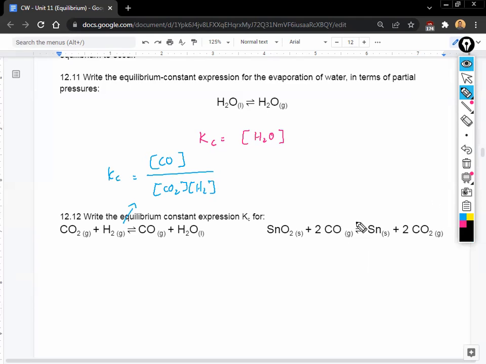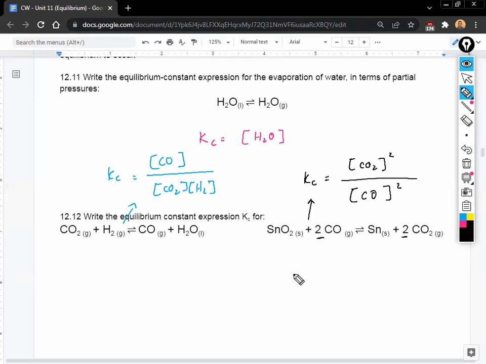And then for the one on the other side, same thing. We're going to exclude the pure substances. It looks like it's solids in this case. So we would have the concentration of carbon dioxide squared because of the coefficient divided by concentration of carbon monoxide squared because of the coefficient. Okay, that's pretty much it. Nothing too difficult. Just remember, if you see a solid or liquid, just exclude it from the equilibrium constant.